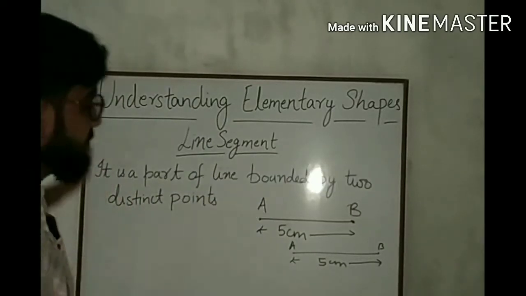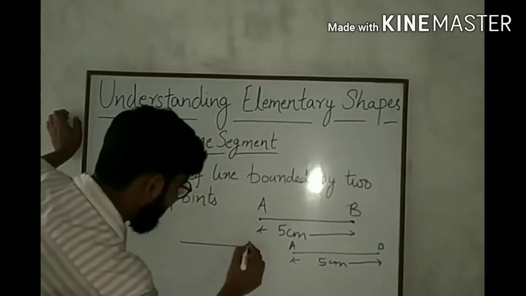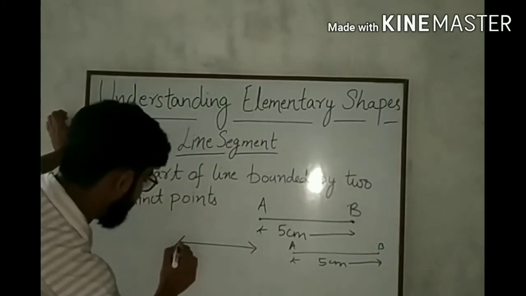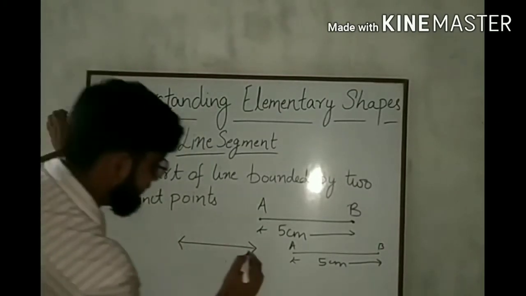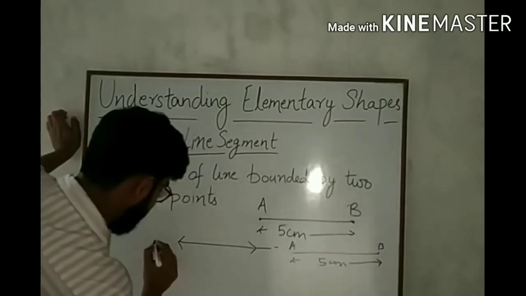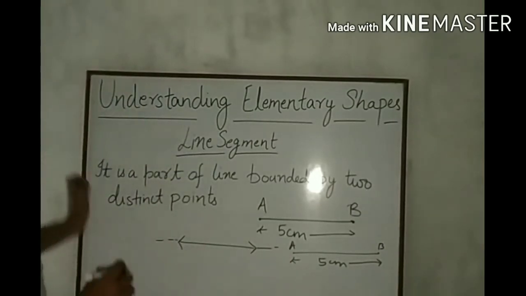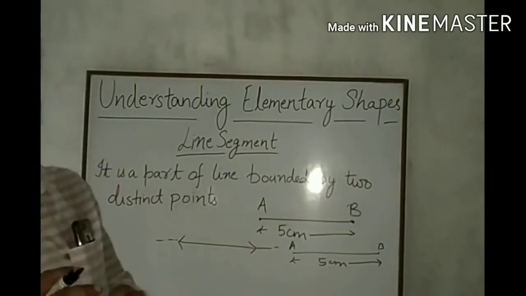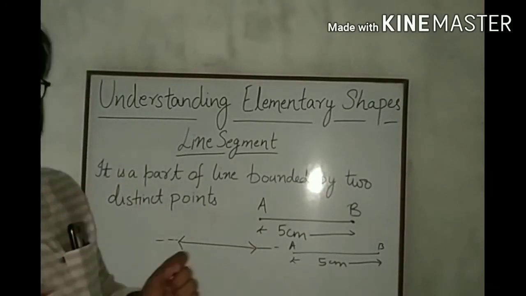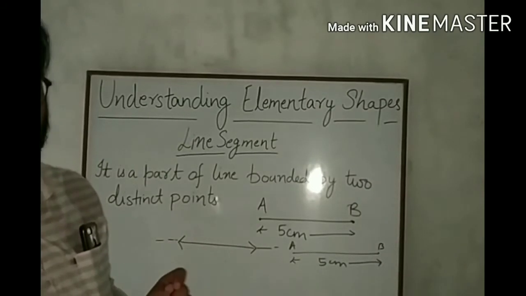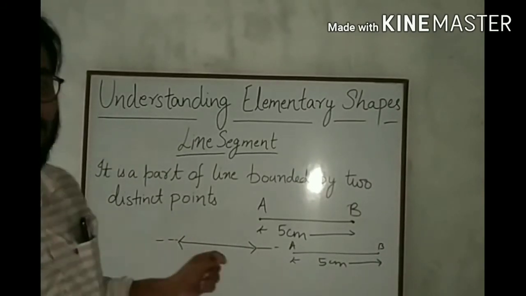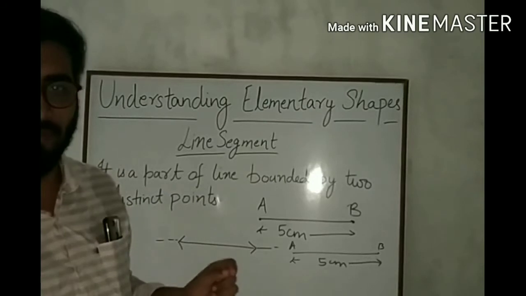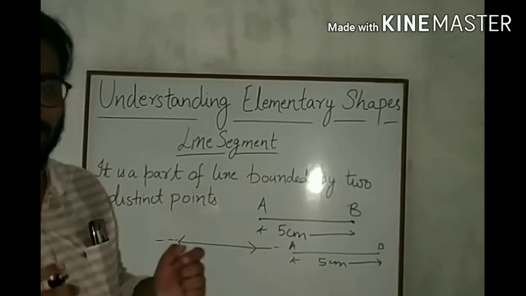Okay, but in the case of line, its end points are not fixed. It has two arrows at its ends, and this can be extended further. This is line. Okay, so what is the difference between line and line segment? In case of line segment, end points are always fixed. Okay, but in case of line, end points are not fixed. It can be extended further.